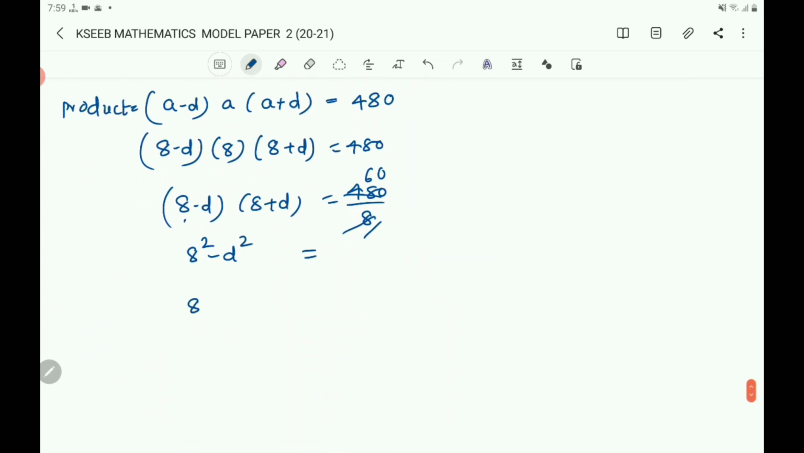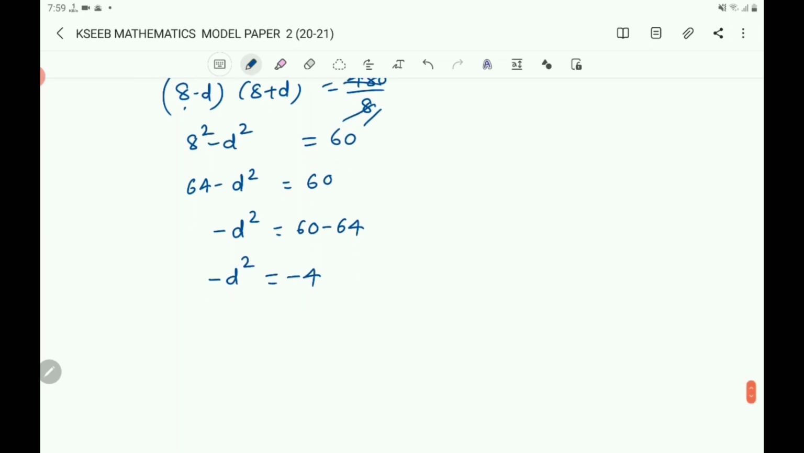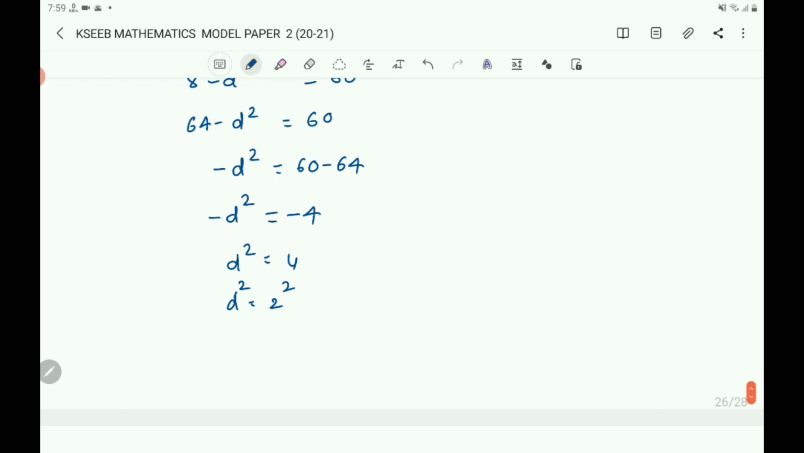Then 8 square is how much? 64 minus D square equals 60. Shift that 64 to RHS, that becomes minus 64. That is minus D square equals minus 4. That is D square equals 4, so D square means 2 square. Therefore D equals 2.